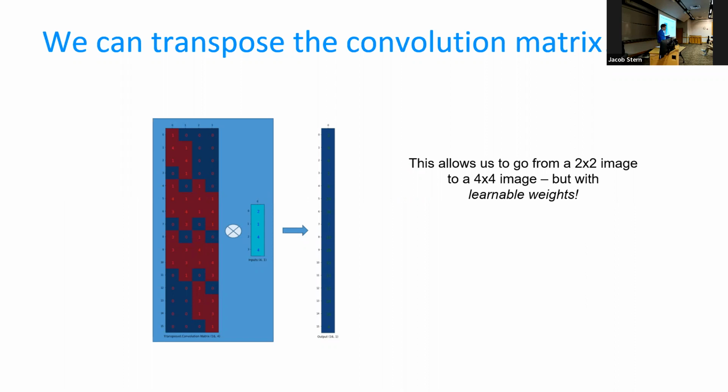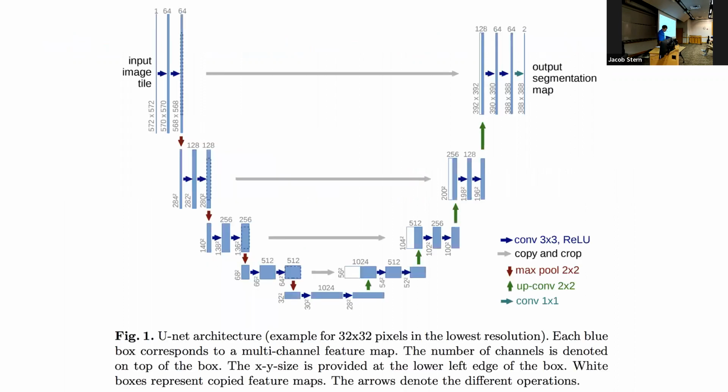Before we go, any quick questions on those transposed convolutions? Yes, so then in the UNet, when we are increasing our spatial dimensions, these up convolutions are transposed convolutions.